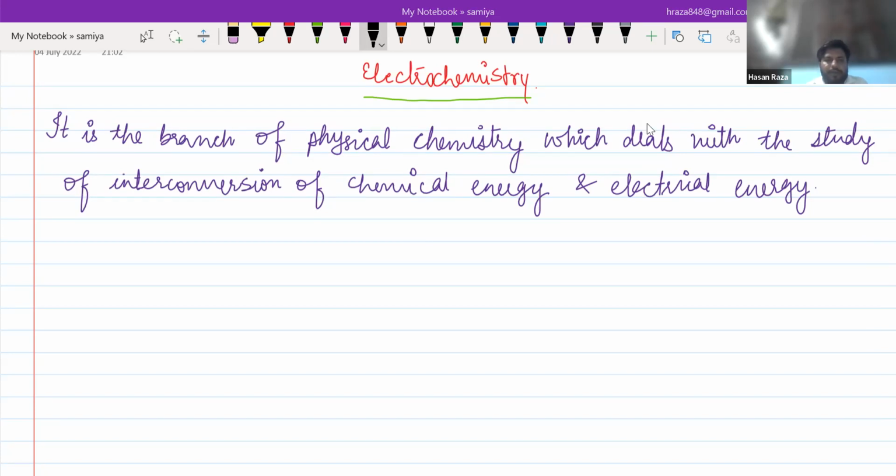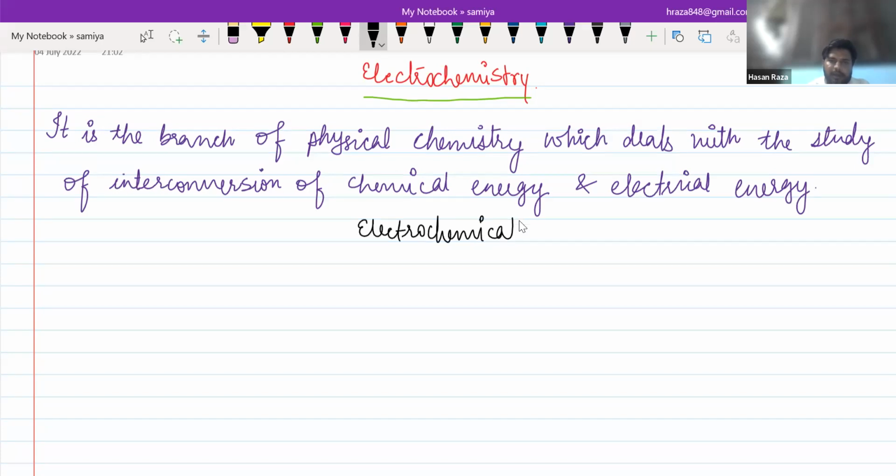Yes, Samia. So basically, I just defined the chapter's name. Basically, in electrochemistry, we study interconversion of chemical energy and electrical energy. How we obtain electrical energy from chemical energy and how we obtain chemical energy from electrical energy. So after this, we have a topic that is electrochemical cell.